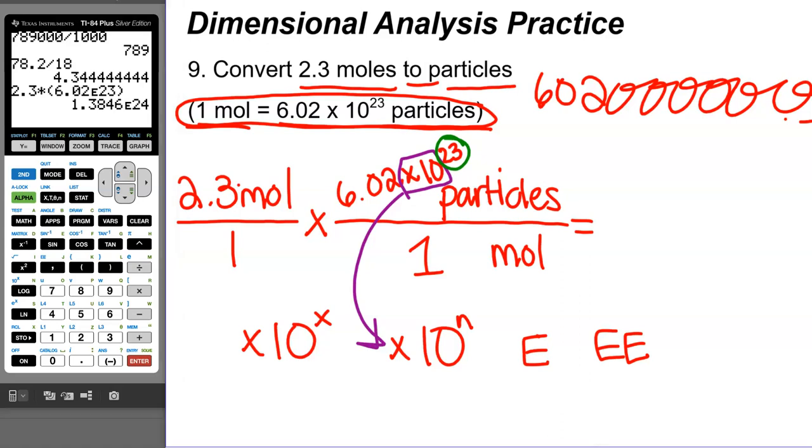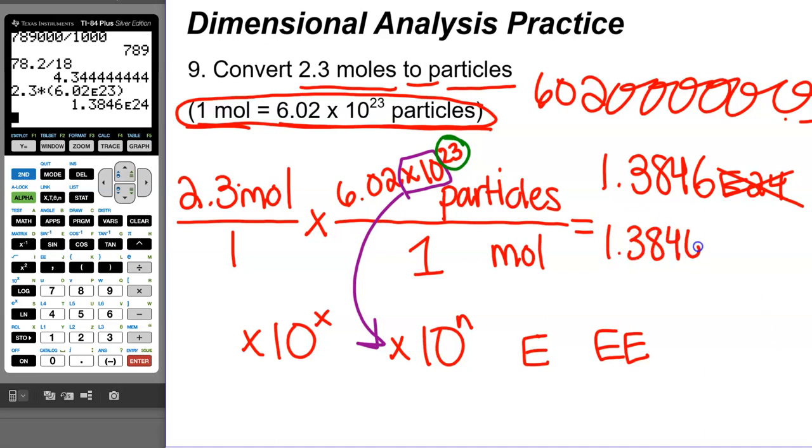So instead of writing 1.3846 E to the 24th, I'm going to put it in actual scientific notation, which is 1.3846, and instead of writing E, I'm going to put times 10 to the 24th power, because that is correct scientific notation. That E part is just the way the calculator shows it, but we don't want to write that out on paper, so we need to translate it.